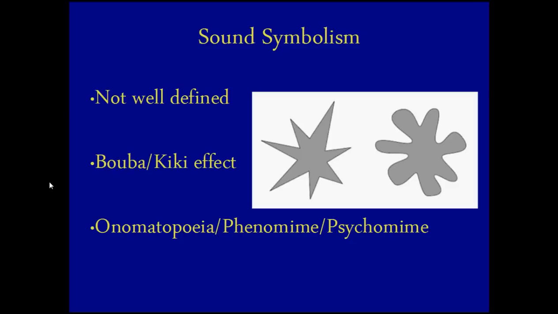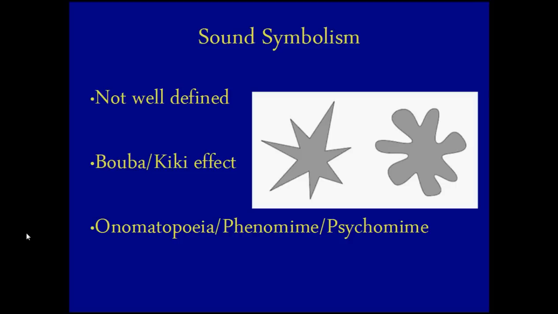The most well-known example of this is something called the Boba-Kiki effect. There was a study conducted where islanders from some island, I forget where, were shown these two shapes. And they had to name one of them Kiki and one of them Boba. Now, the majority of the islanders, and in fact a majority of people, refer to the one on the left as Kiki and the one on the right as Boba.